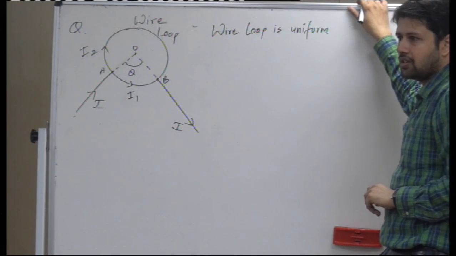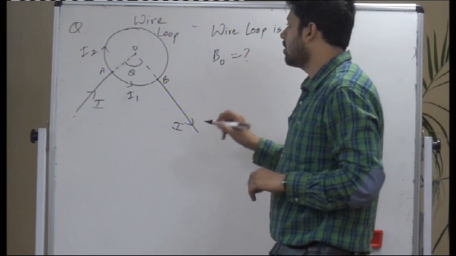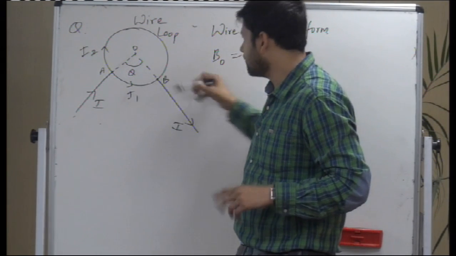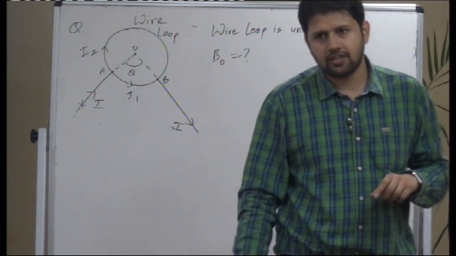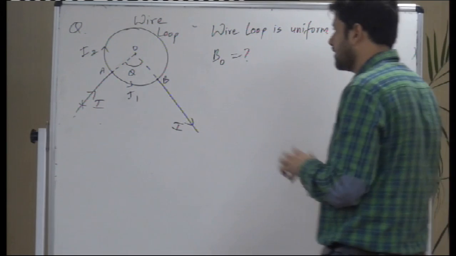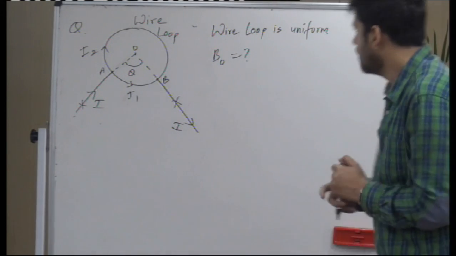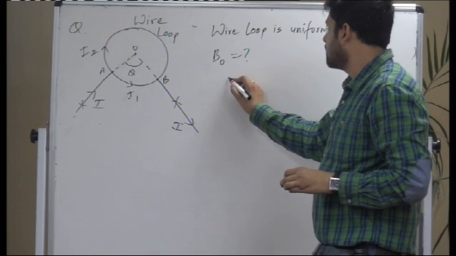Okay? We need to find the magnetic field at O. Obviously, due to this straight portion and this straight portion, the field would be 0. Why? Because point O lies along these straight wires, and we already know that the magnetic field in these cases is 0. So for I1 and I2, let's see the resistance.